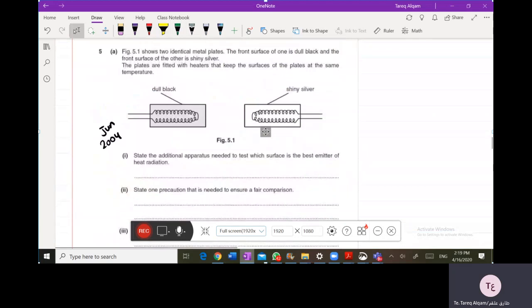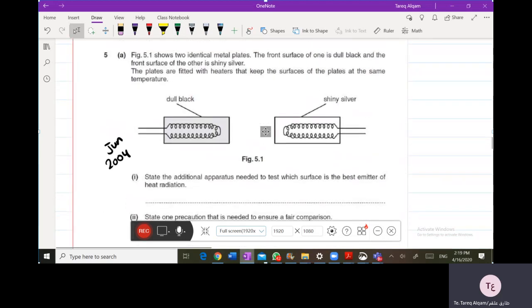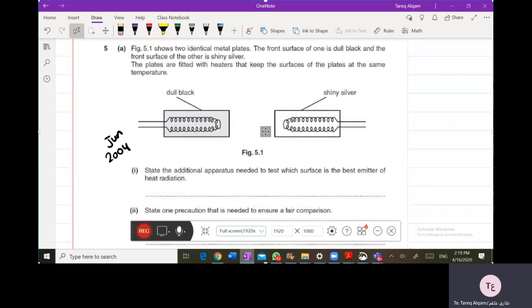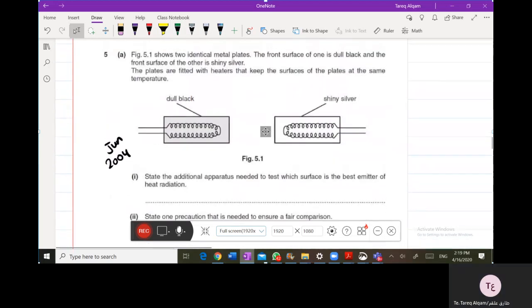Now let's do several past paper questions. Look at this question here. Figure 5.1 shows 2 identical metal plates. The front surface of one is dull black and the front surface of the other is shiny silver. The plates are fitted with heaters that keep the surface of the plates at the same temperature. State additional apparatus needed to test which surface is the best emitter. Guys, as I mentioned before, we have to focus on that.